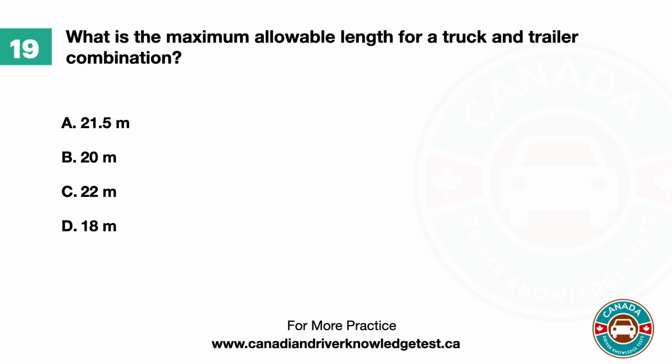Question 19. What is the maximum allowable length for a truck and trailer combination? A. 21.5 m, B. 20 m, C. 22 m, D. 18 m. The answer is B. 20 m.